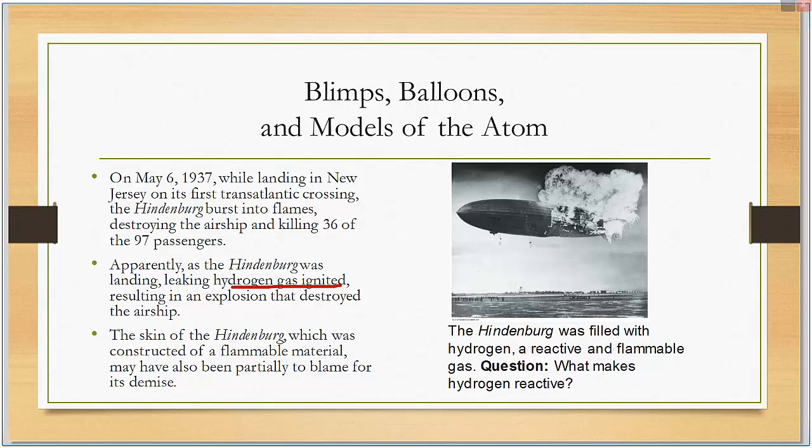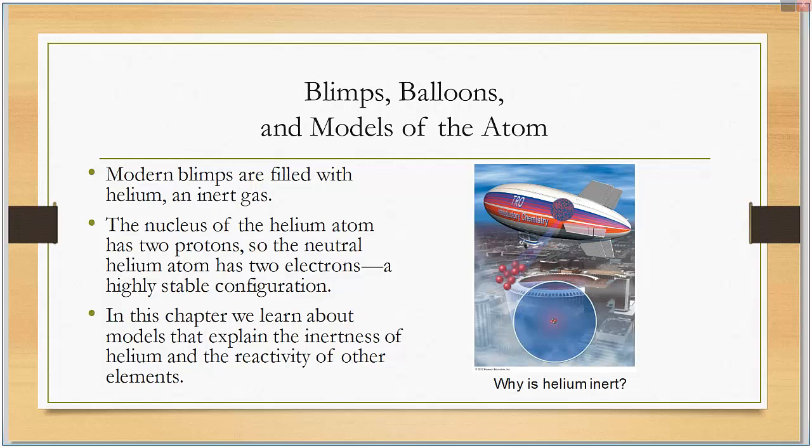Alright, so what makes that hydrogen gas so very reactive? Nowadays, modern balloons use helium, which is not as reactive. In fact, it's inert. The nucleus of the helium atom has 2 protons, and thus the atom itself has 2 electrons, and is extremely stable. So here we're going to learn about the inertness of helium and the reactivity of the other elements.